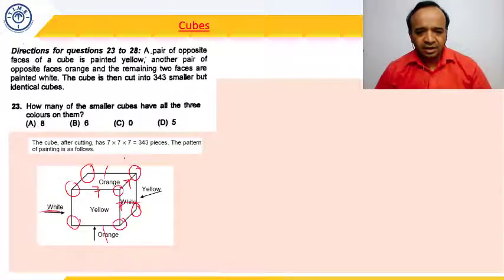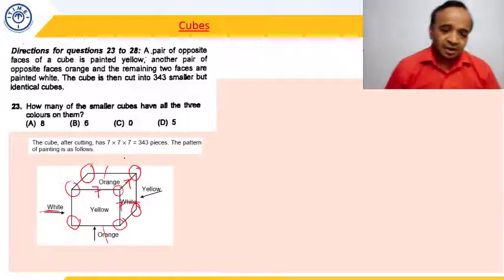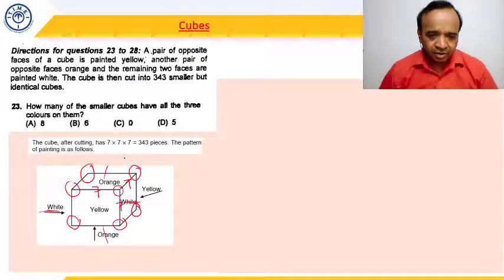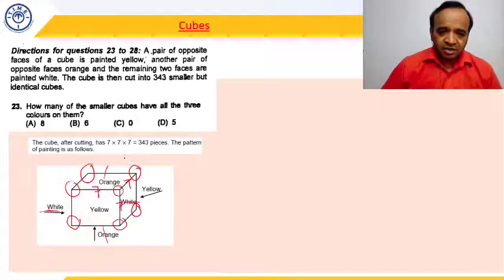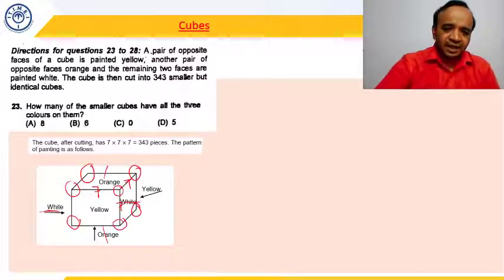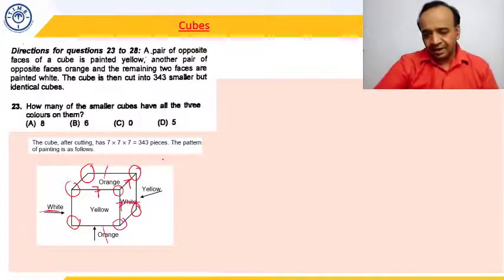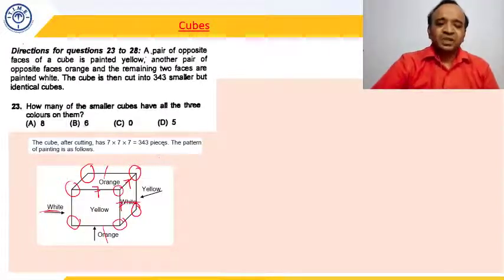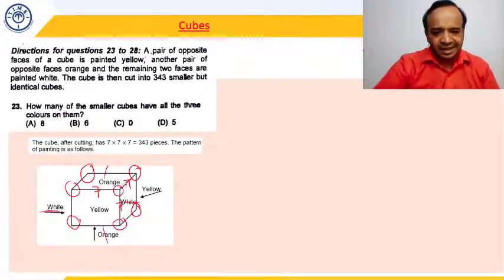If all the vertices have three colors, then the cubes lying at the vertices obviously will have all the three colors on them. So in this case, the question is about smaller cubes with all the three colors on them, and these are all lying at the vertices. On the vertices, the total number of such cubes will be how much? 4 plus 4, 8, and the total number of vertices is 8. That's why the answer is going to be 8.